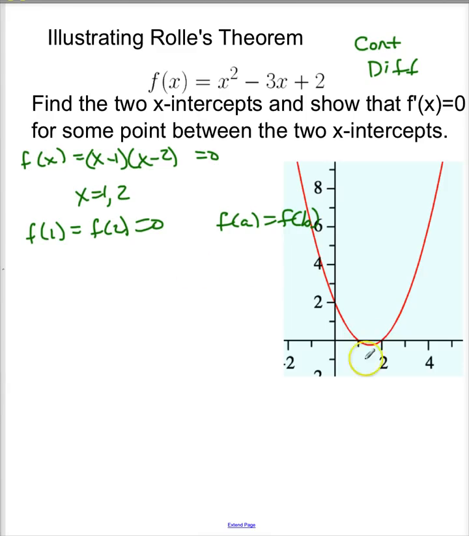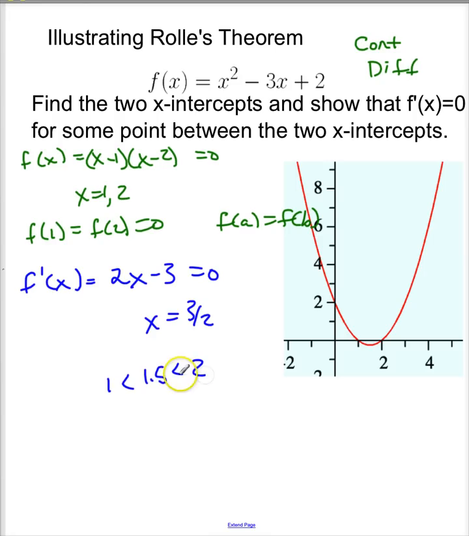So by Rolle's theorem, there exists at least one point between 1 and 2 so that the first derivative is 0. And let's see if that's true. f prime of x is 2x minus 3. And this equals 0 when x is 3 halves. And lo and behold, 1.5 is indeed between 1 and 2.